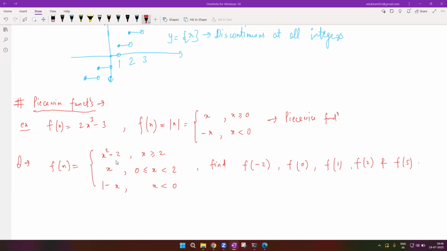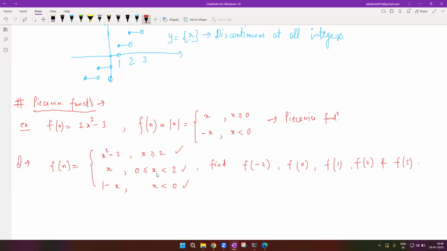What is the answer? So you have to understand in which expression we will put -2. And that will be defined by this condition. So we are saying if x is greater than or equal to 2, if x has any value 2 or greater, then we will use this expression. This is the meaning of piecewise function.